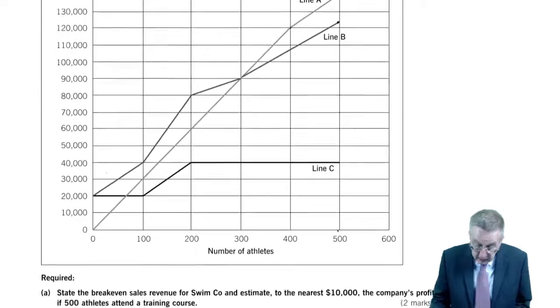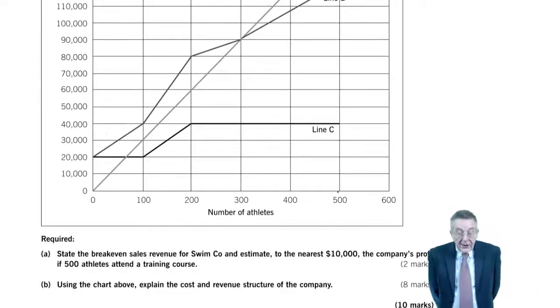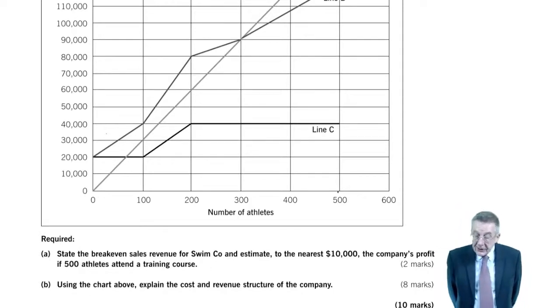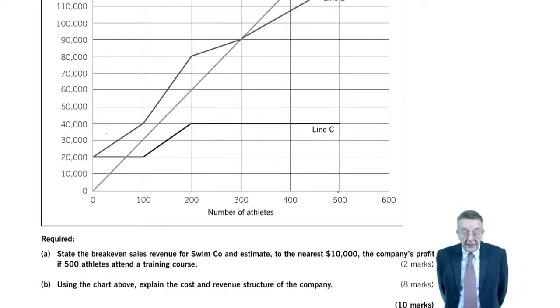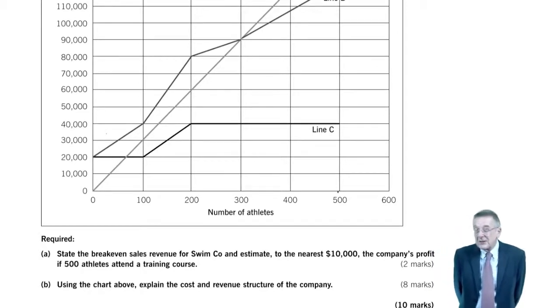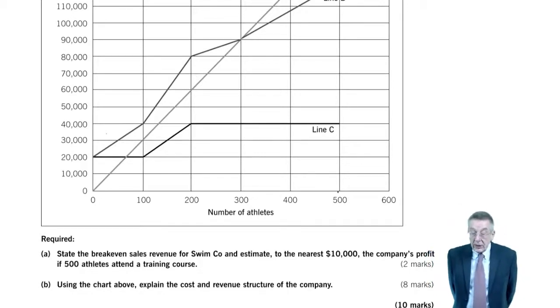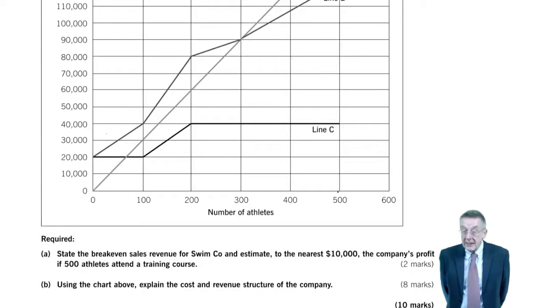And what's required? Part A, state the break-even sales revenue for Swin Company and estimate to the nearest 10,000 the company's profit if 500 athletes attend a training course. So only two marks there. Bit of a rush, even though it should be easy. Part B, using the chart above, explain the cost and revenue structure of the company.